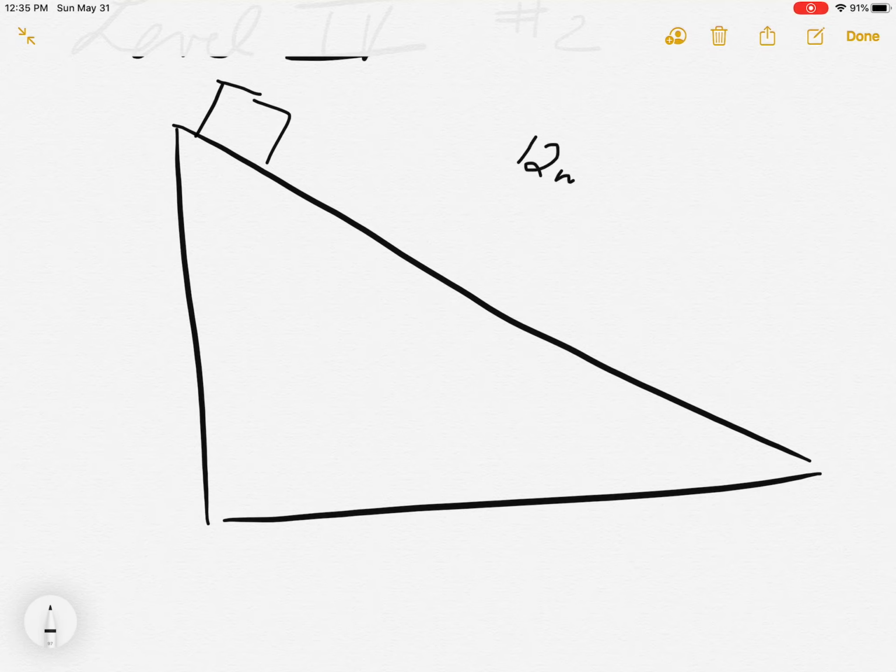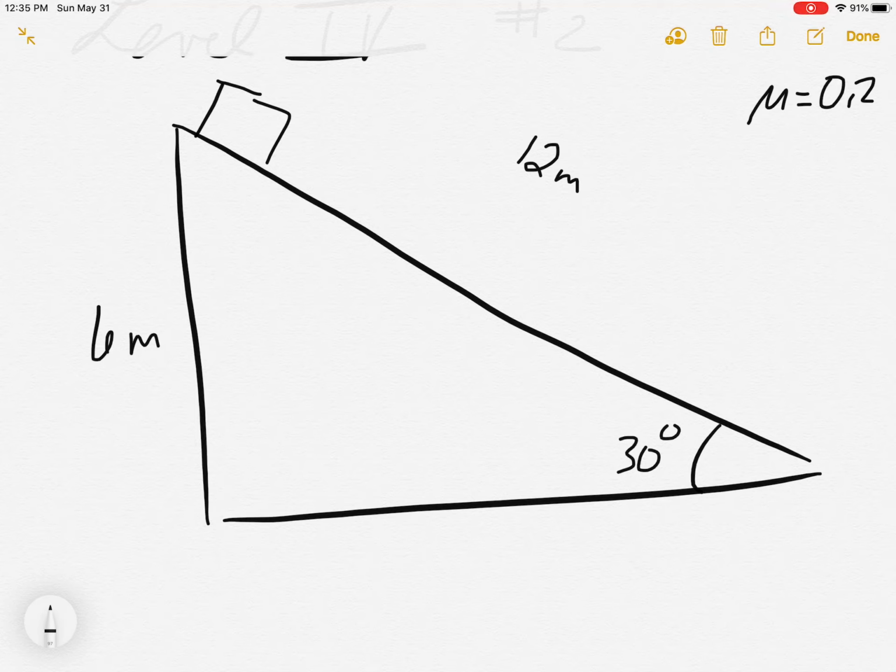I'm going to put 12 meters up here, which is the distance down the ramp. We have 6 meters here, and that gives us a 30-degree angle here. And we have a mu, which I'll just write up here, of 0.2 for the friction. And they're asking us the energy that's lost due to friction, right?